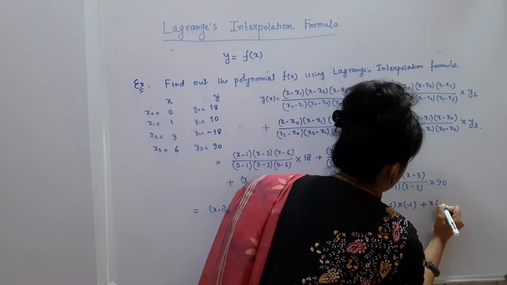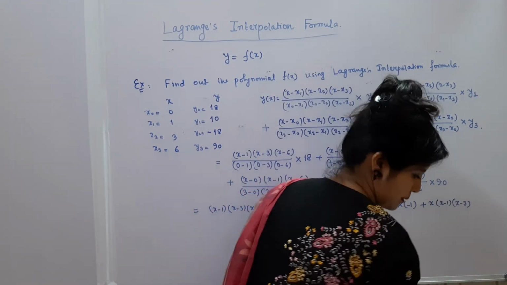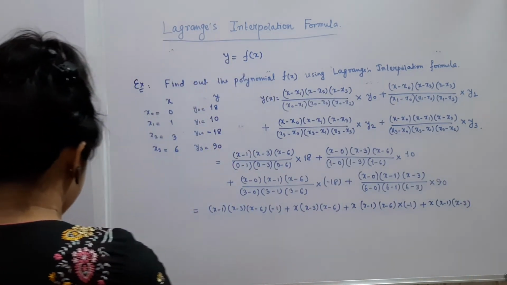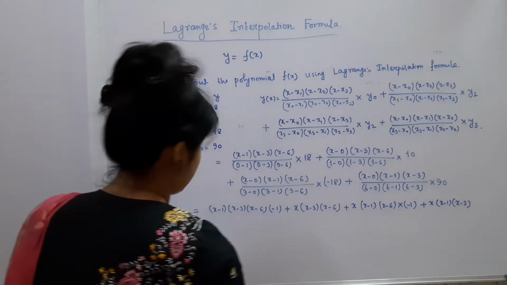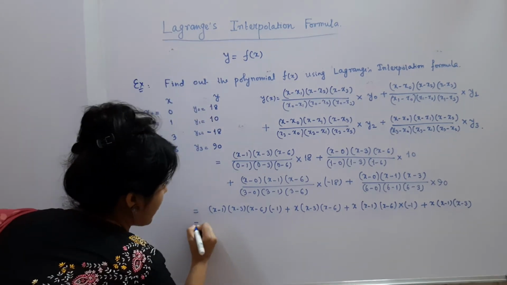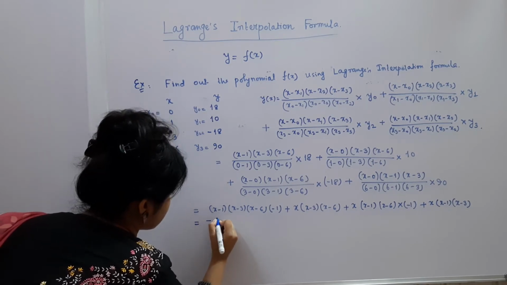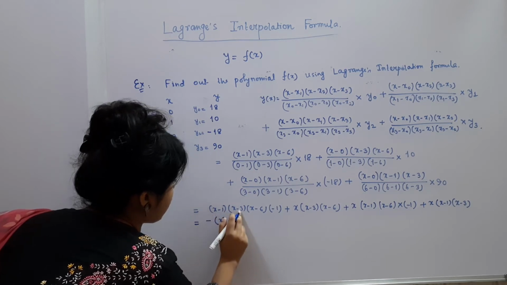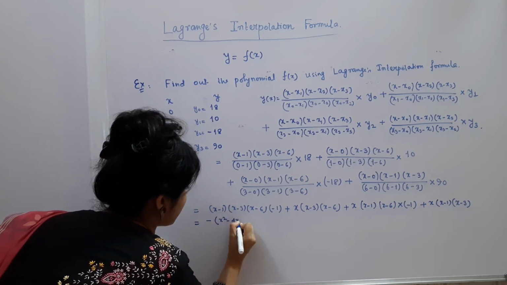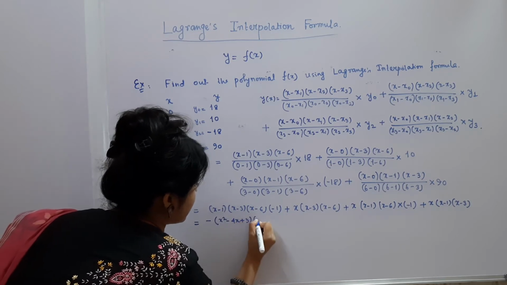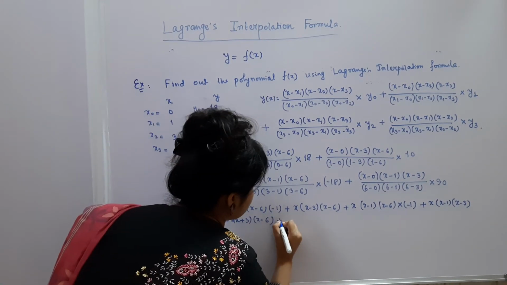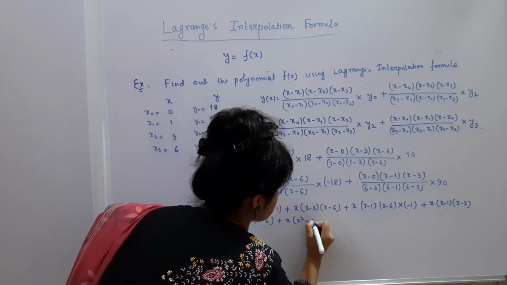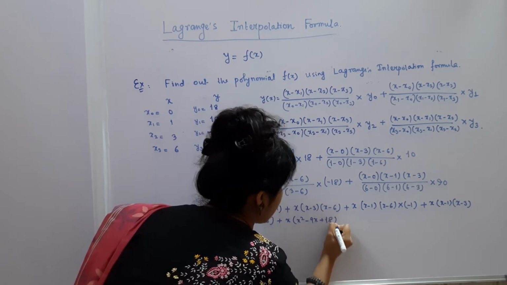So therefore x into x minus 1 into x minus 3. Now I can just expand the factorization, that is x square minus 3x minus x, so minus 4x plus 3 into x minus 6, and here that will be x square minus 6x minus 3x, so minus 9x plus 18.